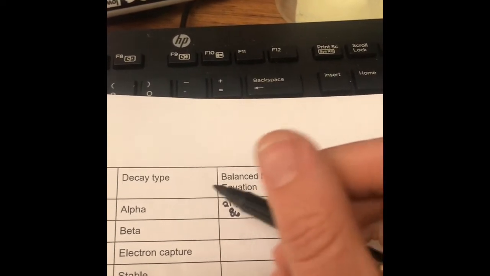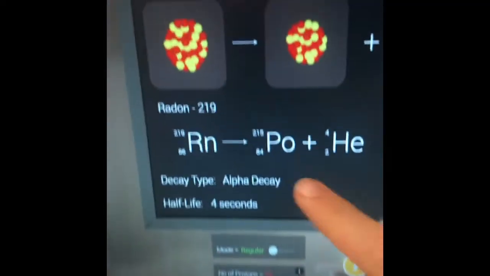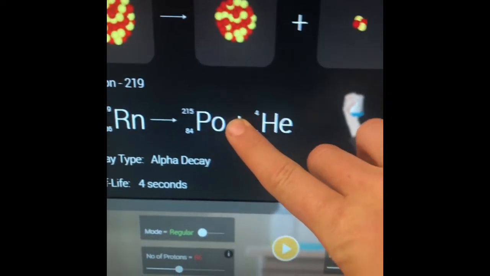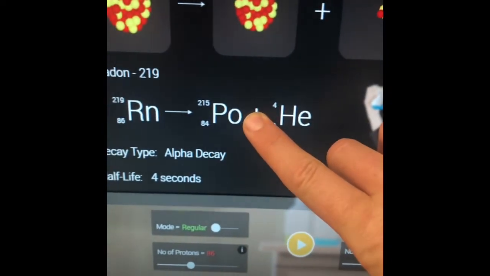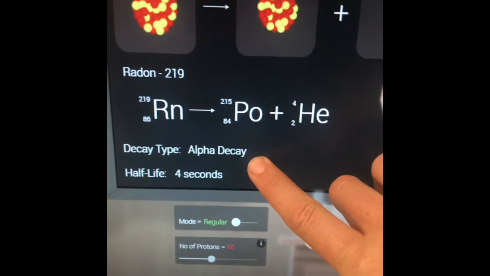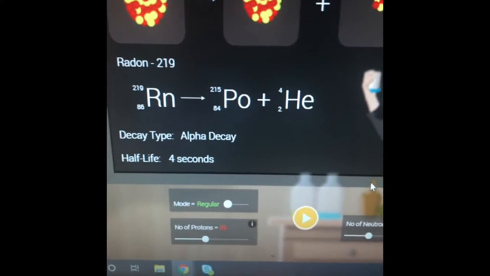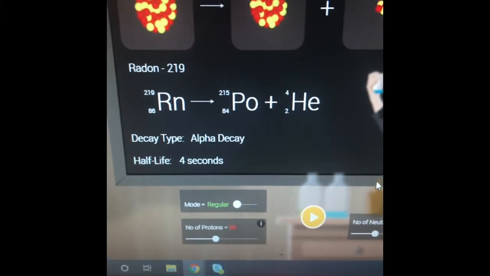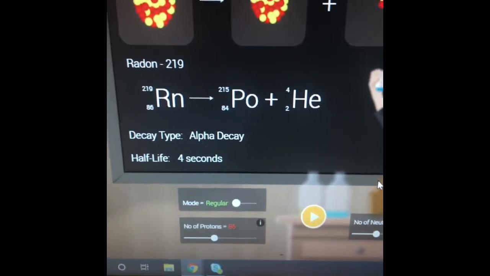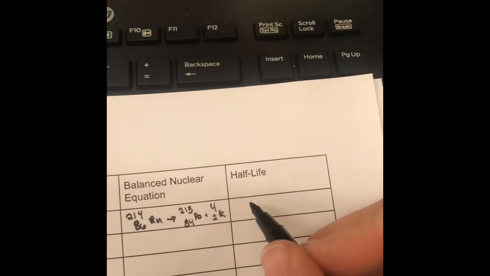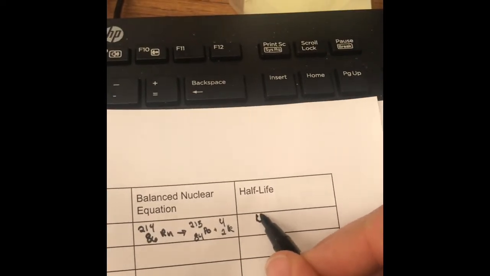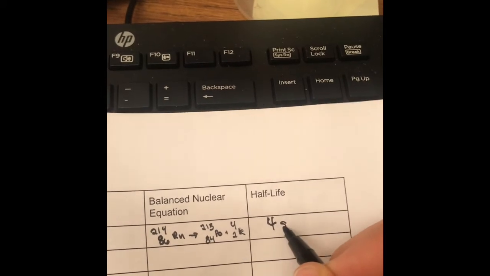So this is the balanced nuclear equation that you get straight from the simulation, and we'll talk more about this in our next lesson. The decay type is alpha. The half-life here is 4 seconds. So you can see that this is a very unstable isotope because half of this isotope decays in 4 seconds, which is not a very long time. So in the last column, half-life, I'm just going to write 4 seconds.